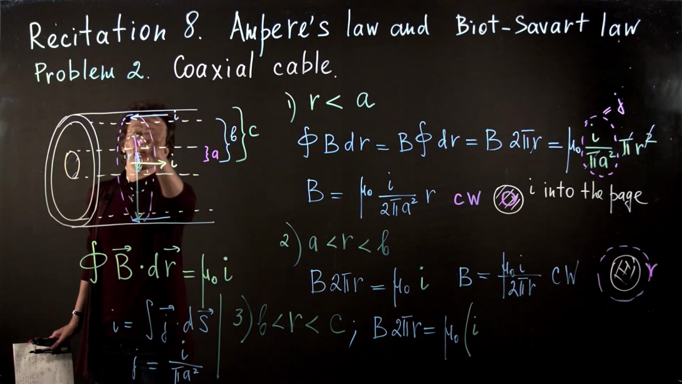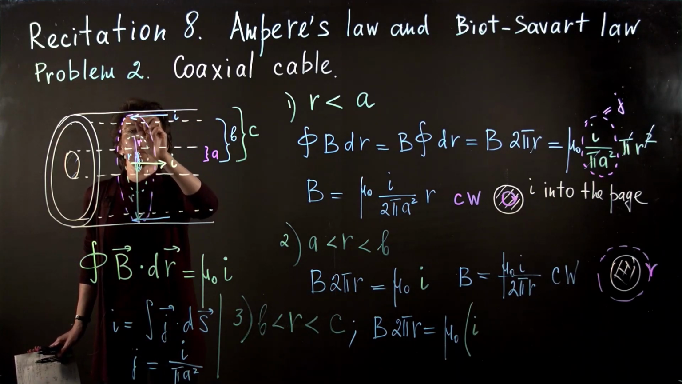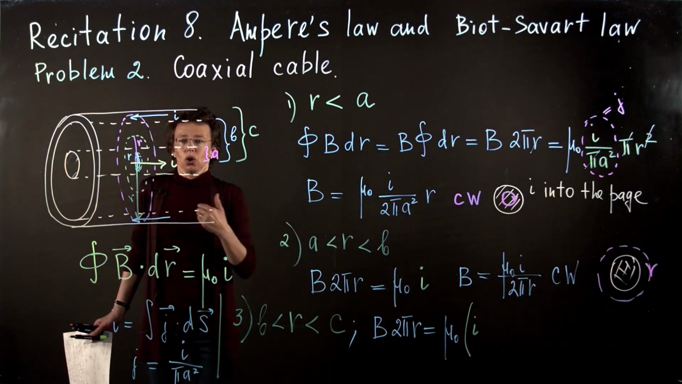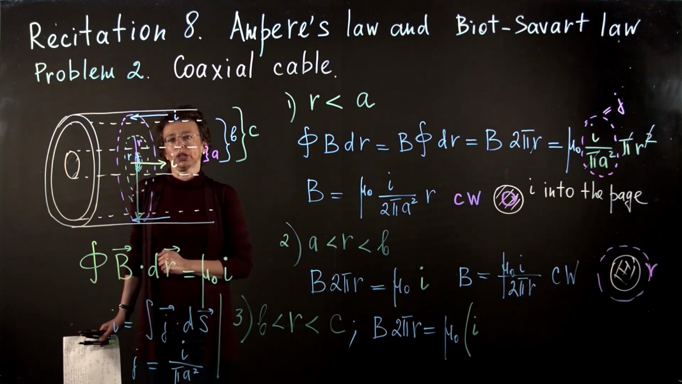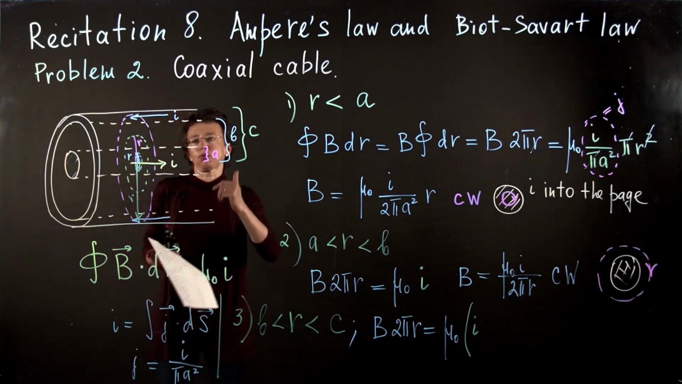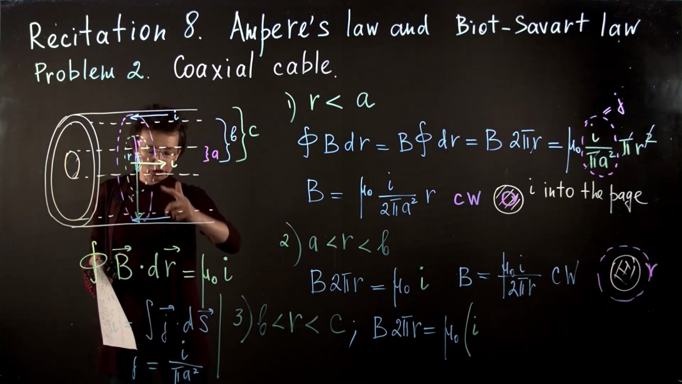Now we have another current I in opposite direction. And just part of it is enclosed by this loop. So, which part? That's what we need to figure out. I have this cylindrical shell. Why don't we first find the current density within this cylindrical shell?